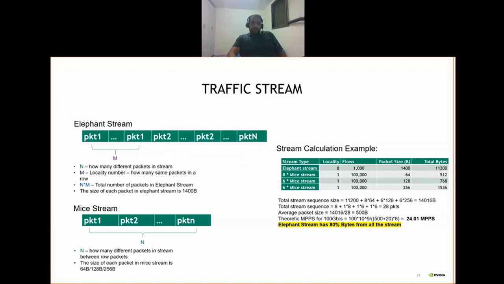As for the mice stream, it has many packets overall, but holds only up to 30% of total bytes. Each mice stream has many different packets with 128 or 256 bytes as the packet size. For our testing, we used one elephant stream with 1440 bytes and 1K flows, and 10 mice streams: 5 mice streams with 128 bytes and 5 mice streams with 256 bytes. Each mice stream we used has 30K different packets.